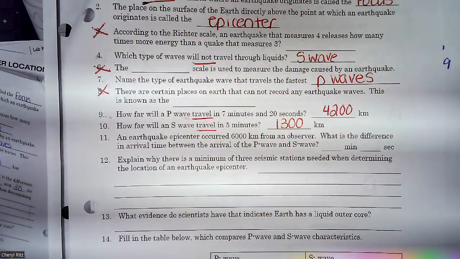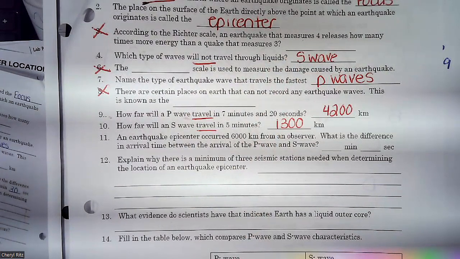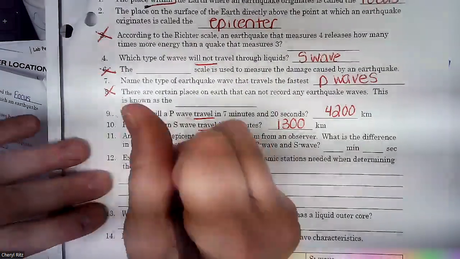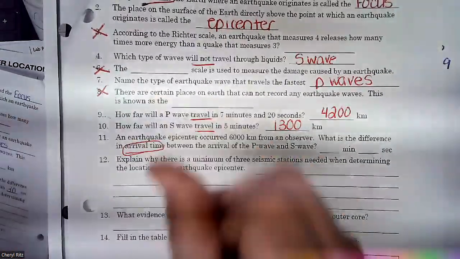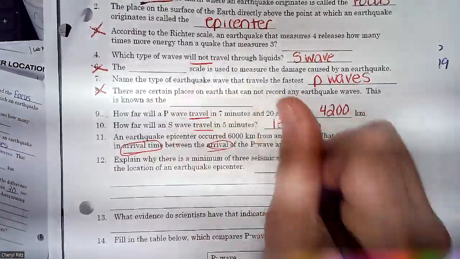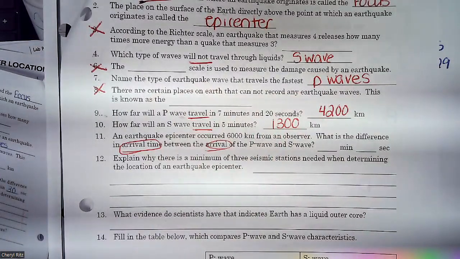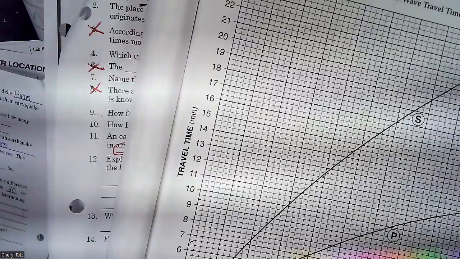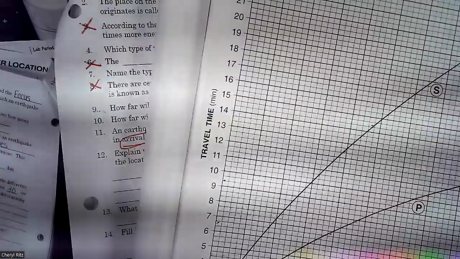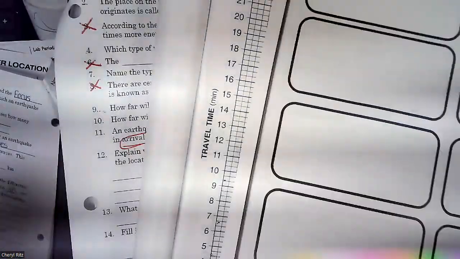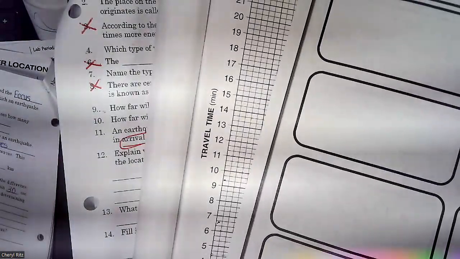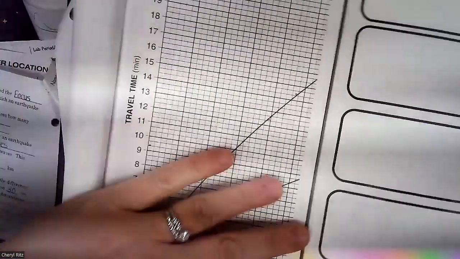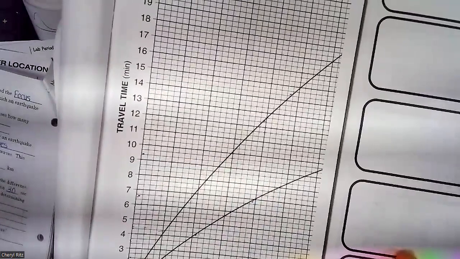All right, now an earthquake's epicenter occurred 6,000 kilometers away. What is the difference in arrival time between the arrival of the P and the S wave? So now we have arrival. That's when you use scrap paper. I'll do a quick example for that one just in case we forgot. I'm just going to use my review sheet as the scrap paper because, again, there's nothing fancy about scrap paper.